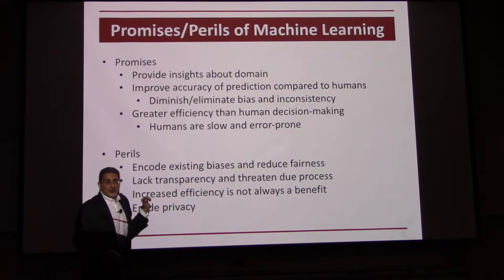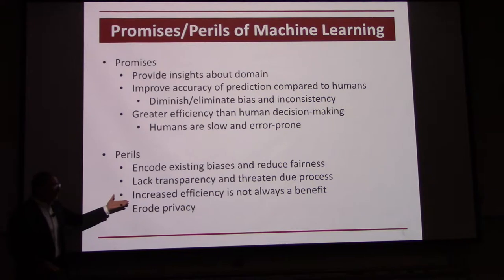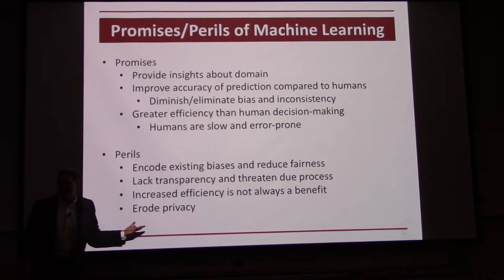Increased efficiency is not always a benefit. And as a computer scientist saying that, when I tell that to my computer science friends, they wig out, because that's how we measure how good our algorithms are, how efficient they are. So why might increased efficiency not always be a benefit?